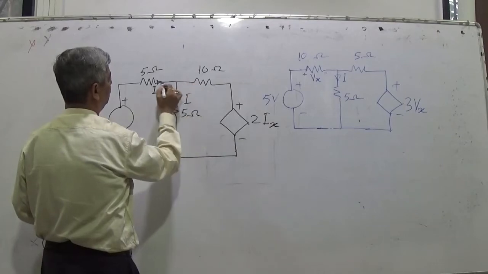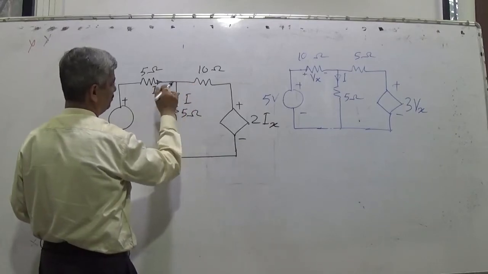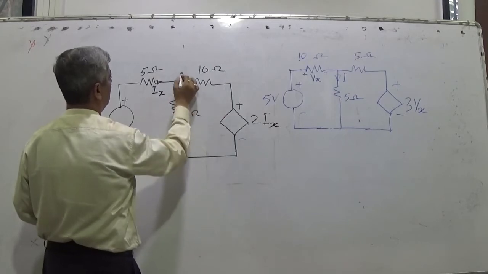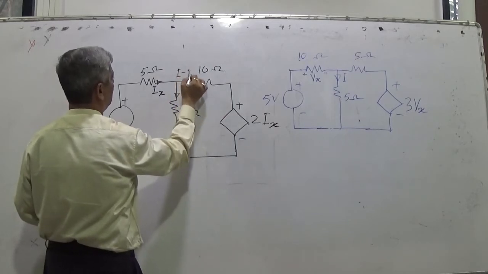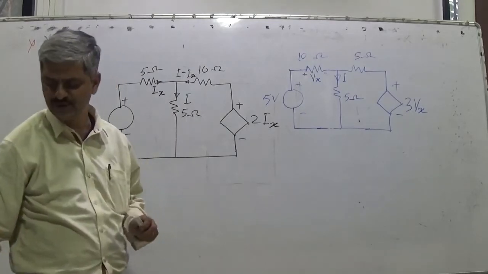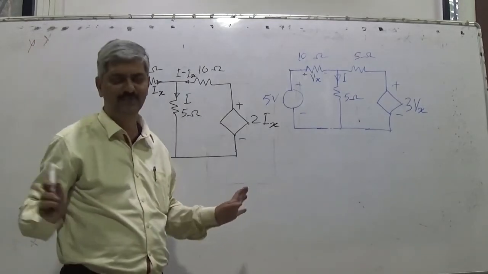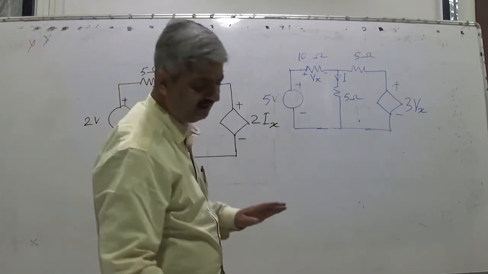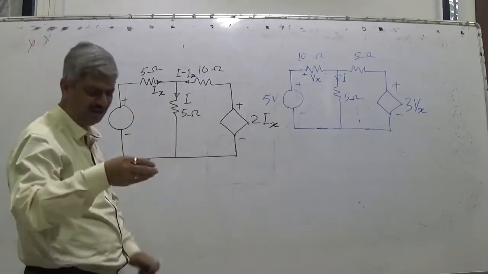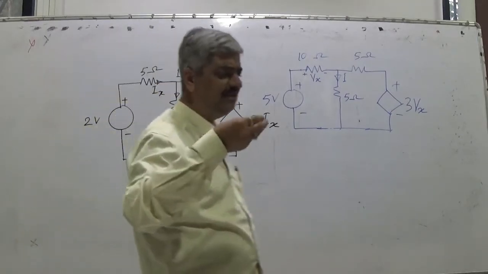So this is Ix, this is I. You can assume any direction. You can assume this direction as I minus Ix. It's quite simple. Apply Kirchhoff's laws straight away, and you can get a very simple answer. The only thing is that this is a new thing added, which is useful now.